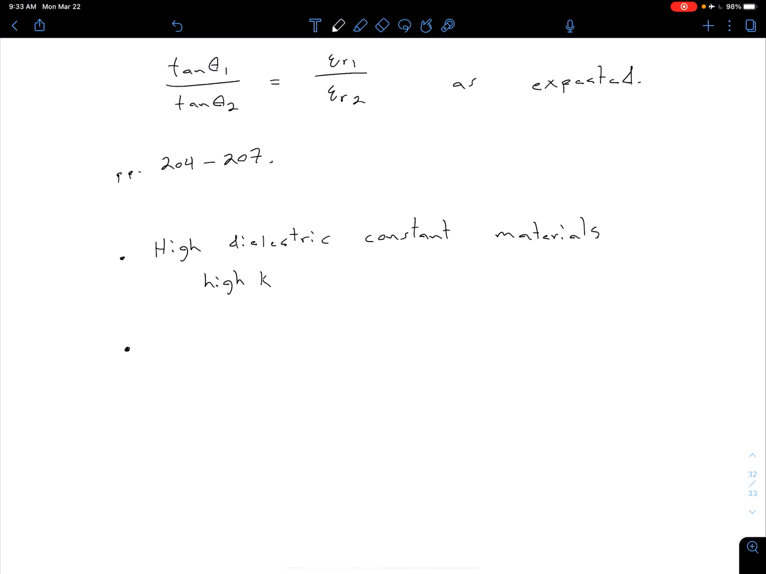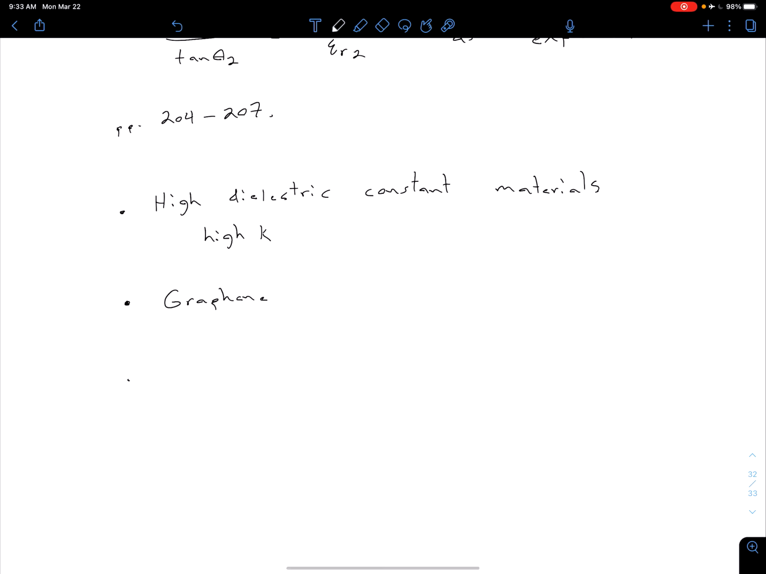One other interesting section at the end of the chapter deals with graphene. Graphene is, of course, a very conductive material with very unique properties, so that's something interesting to look into as well. And then the final section, again very brief, is piezoelectrics.